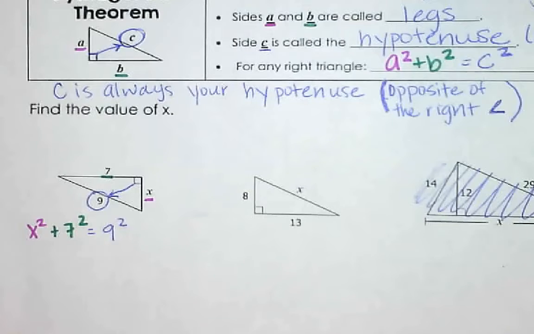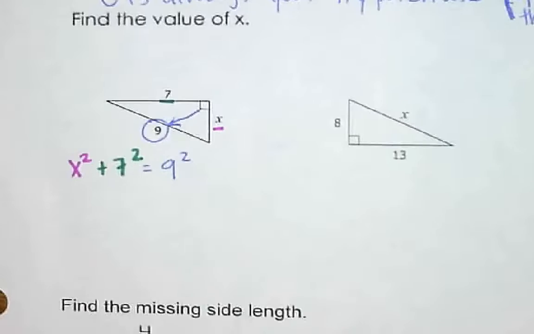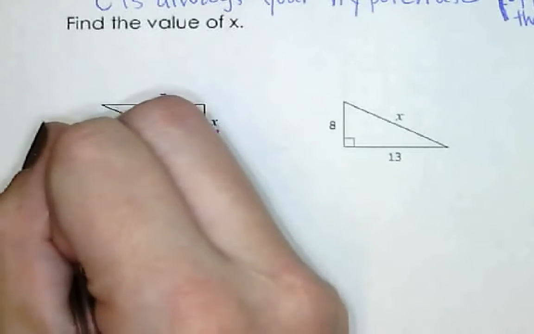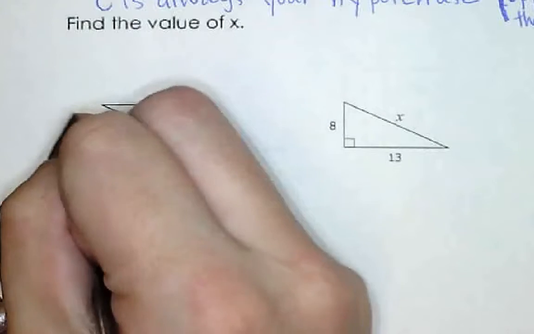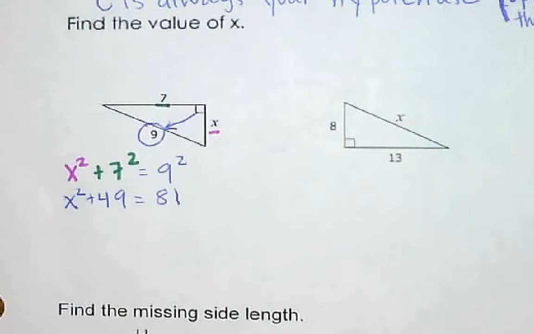So now, how are we going to solve for x? What should we do? Let's set it up, right? So let's actually multiply it out. So that's x squared plus 49 equals 81, because 7 squared is 49, 9 squared is 81. If you need your calculator to figure that out, that's okay. But I just want to show y'all this here.